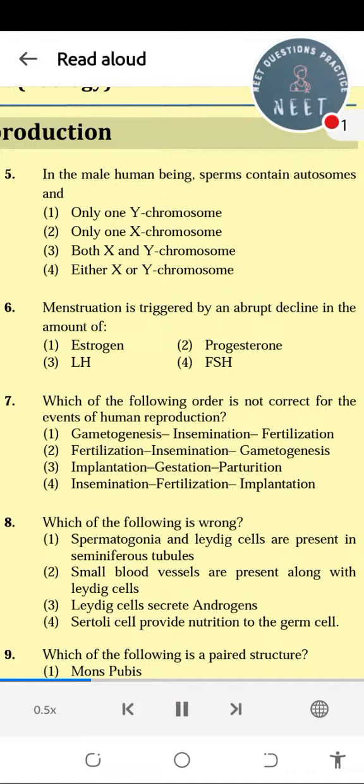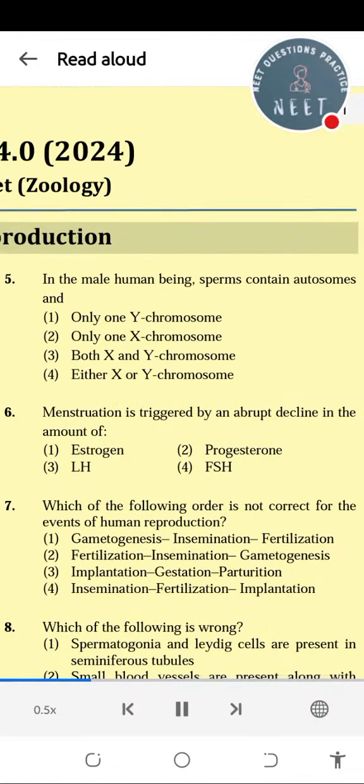7. Which of the following order is not correct for the events of human reproduction? 1. Gametogenesis, insemination, fertilization. 2. Fertilization, insemination, gametogenesis. 3. Implantation, gestation, parturition. 4. Insemination, fertilization, implantation.